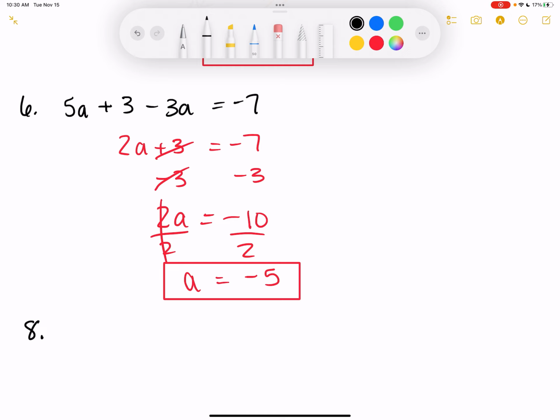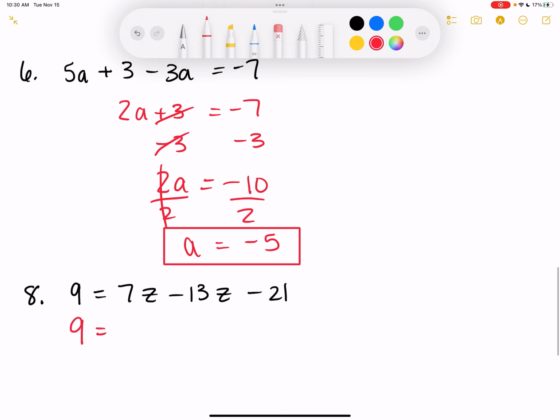All right, number 8. 9 equals 7z minus 13z minus 21. Flipped sides on us. So, what am I doing first? Combine like terms. And what does that give you? -6z minus 21. That's equal to 9.